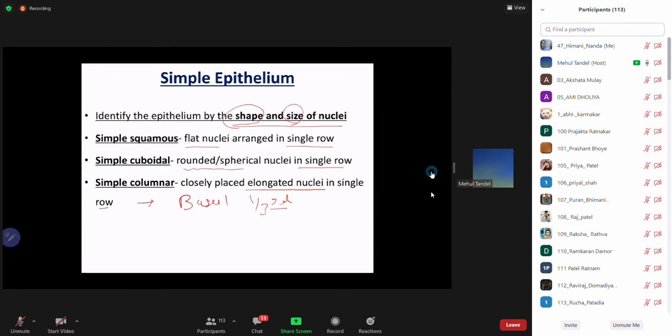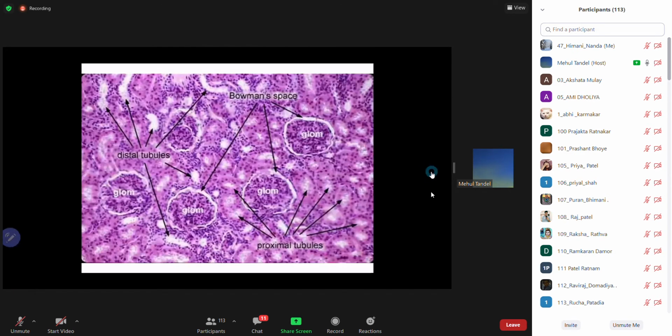This is simple epithelium you can see. Okay, in today's lecture, this is the outer parietal layer of Bowman's capsule. You can see flat nuclei in a single row. Simple squamous epithelium. Then all the others, these are the tubules.